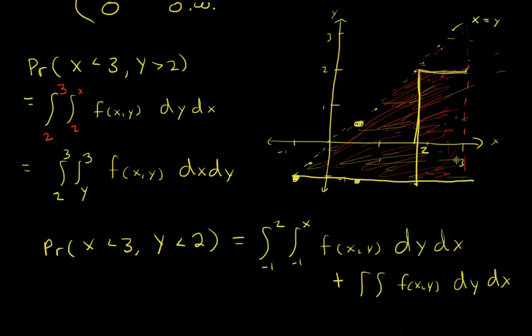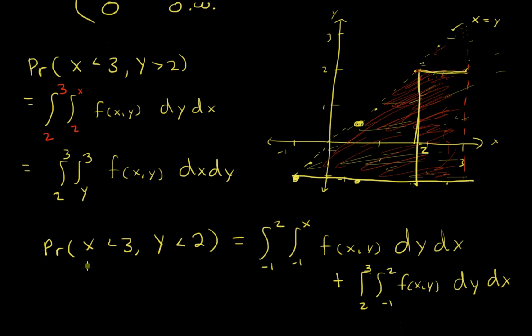Okay, so integrating over y goes up and down, so -1 until I get to 2. X goes horizontally, so it goes from 2 until 3. X equals 2 to x equals 3. If you add up these integrals, you should get that probability. It should be a number between 0 and 1.